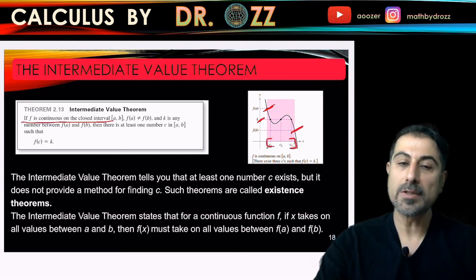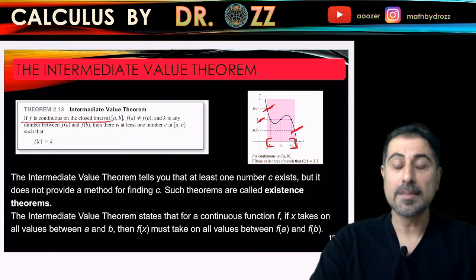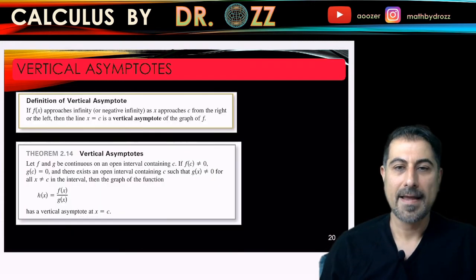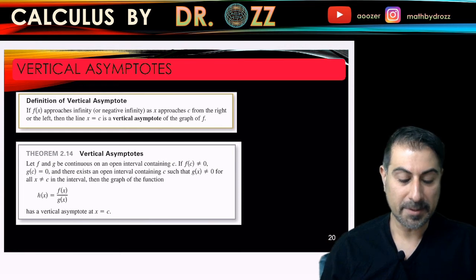So this is again called the intermediate value theorem, and it's very important to know how to apply this theorem, and mostly it's applied to find zeros of functions. And finally, we talked about vertical asymptotes and infinite limits specifically.